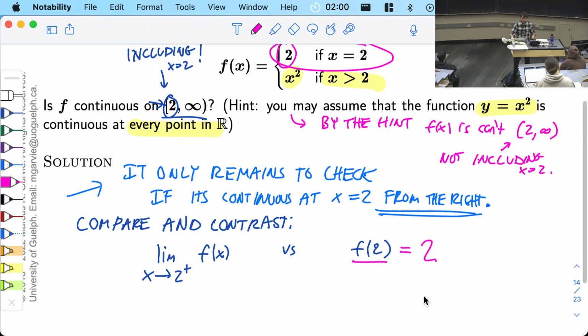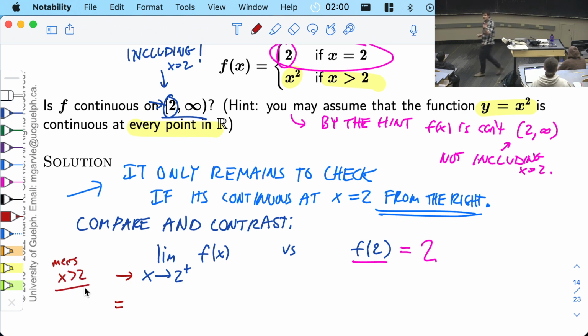This one, how am I going to do this one? This one is more work for sure, but it's still not so bad, and the reason is this is a concept we've done before. When x is going to 2 plus, this means x is bigger than 2. And for x bigger than 2, I can also read off my function. Just like I read off the value 2 when x equals 2, I can read off that the function is equal to x squared when x is bigger than 2. So when x is bigger than 2, f of x is just x squared.